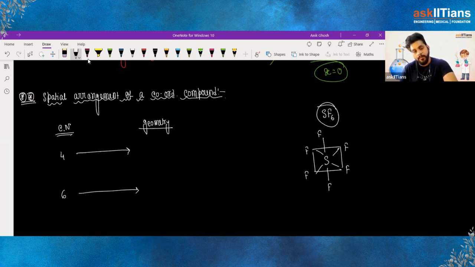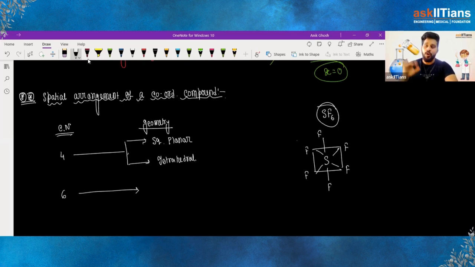For coordination number 4, we see two types of geometry. One is going to be called square planar. I'm going to explain these things in detail in the bonding section. And the other one is tetrahedral. Tetrahedral, I guess everybody knows, right? Coordination number 4 is tetrahedral, right? CH4 is tetrahedral. Similarly, square planar is something that might be a little bit new to you, although in VSEPR you have learned about square planar, right?